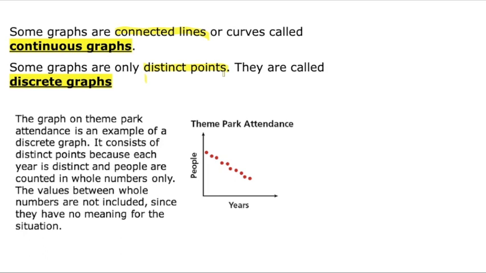So let's look at this example and really understand why this one is discrete and why we could never actually connect these lines. Here we have an example of a theme park attendance. My y-axis is the amount of people, and the x-axis is the amount of years. So again, there's our time. As years are moving on, we can see that the amount of people going to this park is decreasing. The fact that these points are not connected is telling us that this is a discrete graph. So this is discrete, and it's because it's only points.